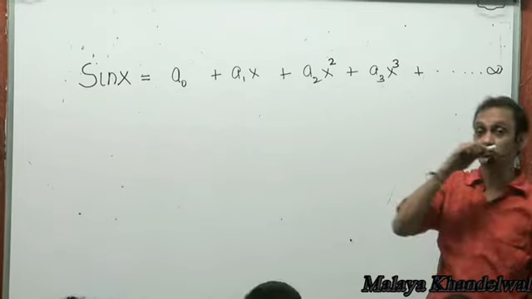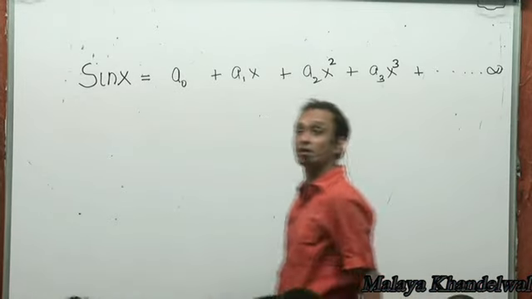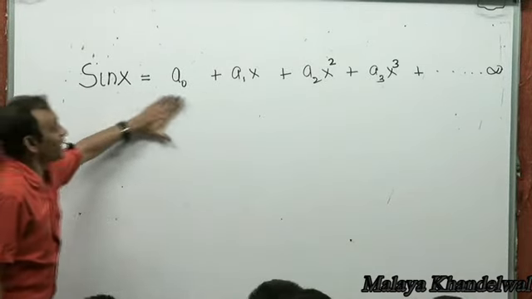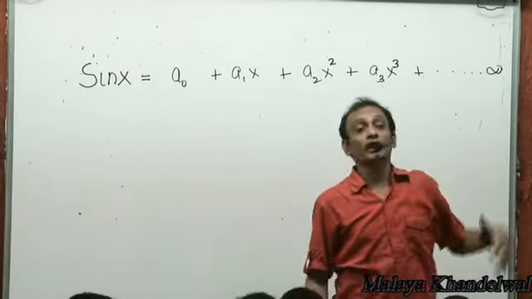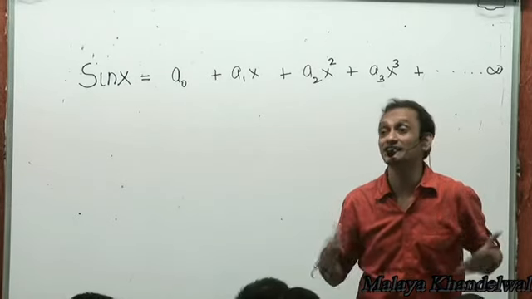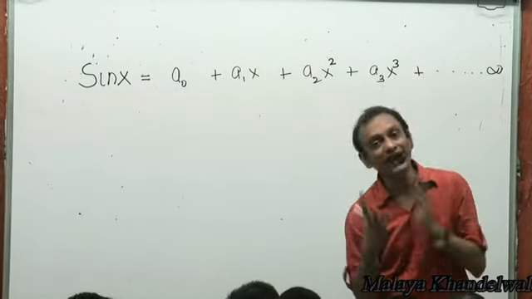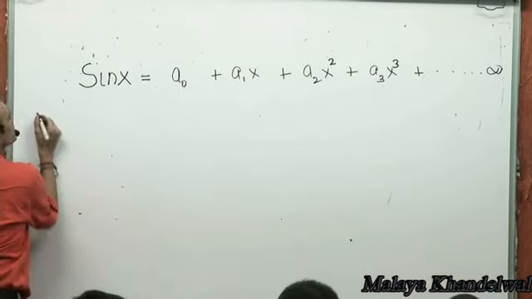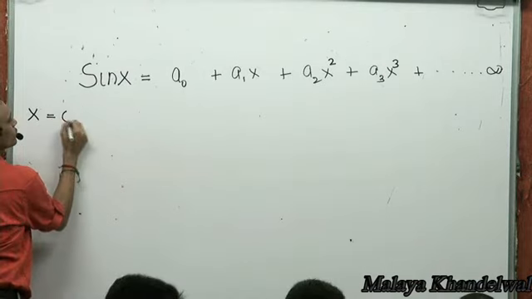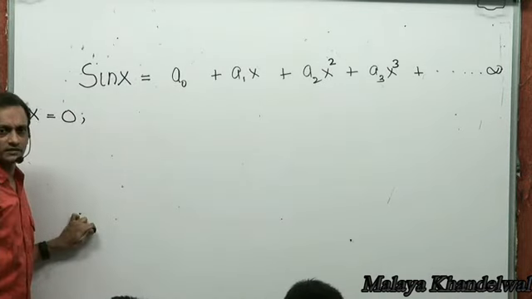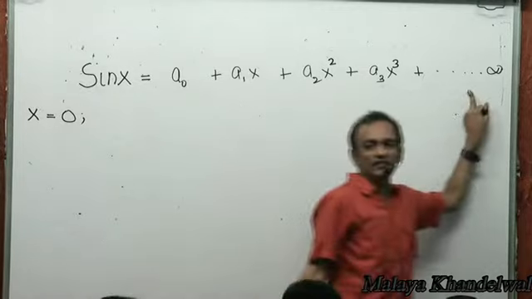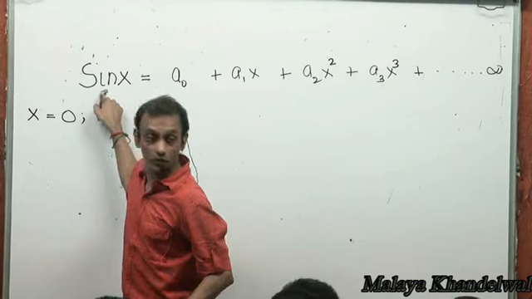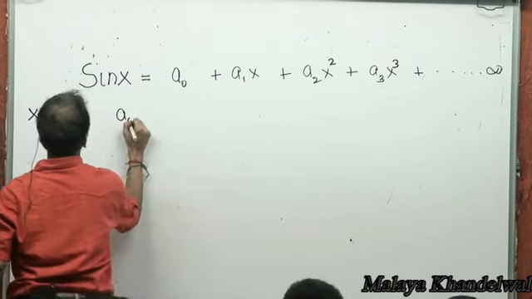Right? Now, how does one do that? The question is how one could do this. When you write this in this manner, you're actually writing an identity. It's true for all values of x. So what you do is, first of all, plug in x equal to 0 on both sides. So these terms will go into oblivion. You get a naught equal to sine 0, which is 0. A naught equal to 0 is what you get.